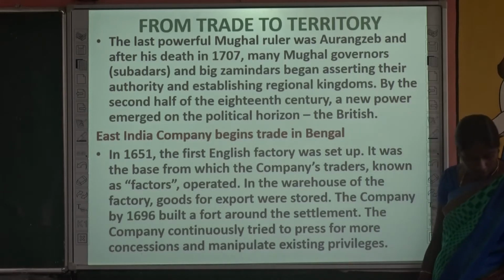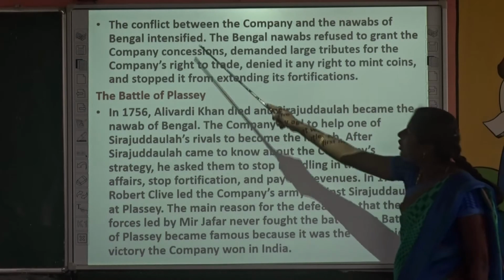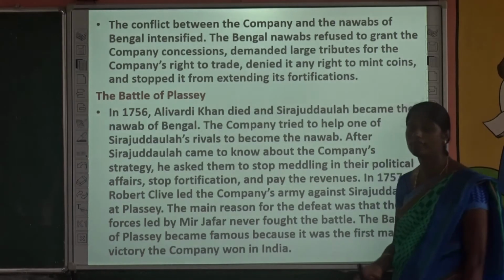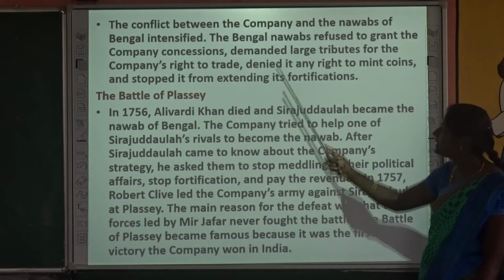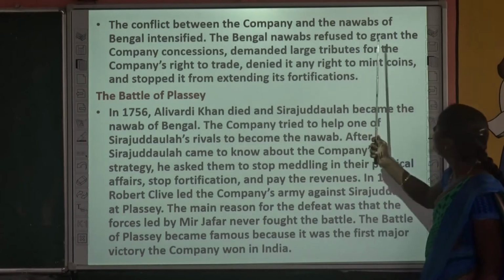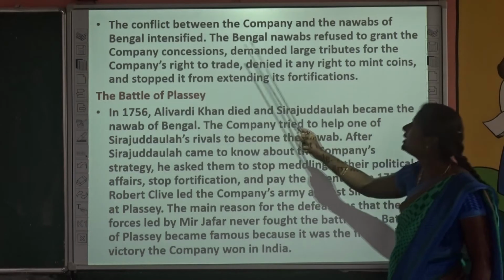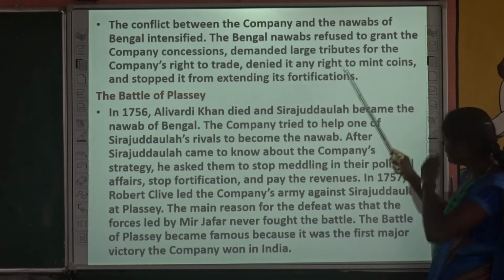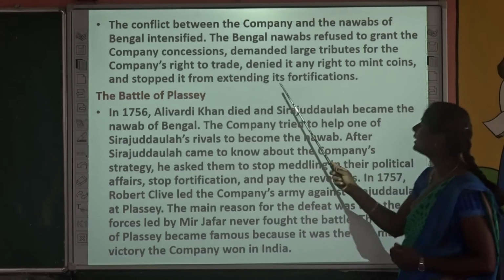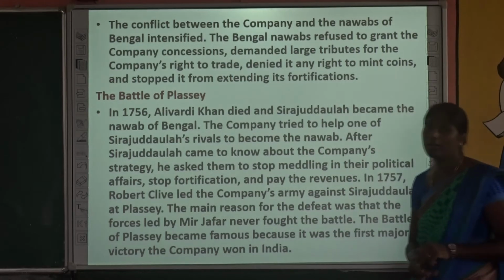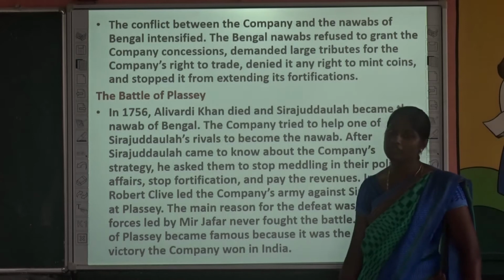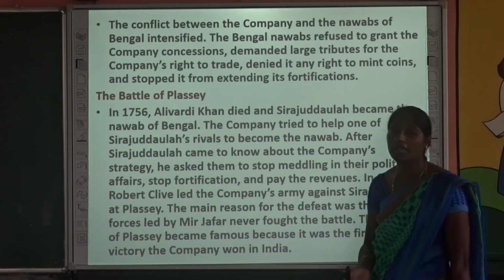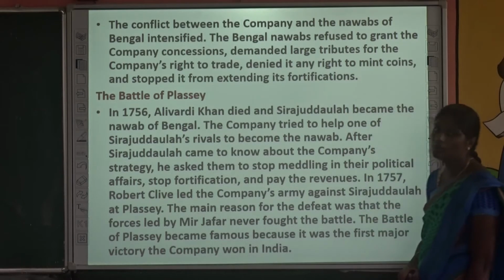Okay. The next one, the conflict between the company and the nawabs of Bengal intensified. So there was a conflict between the nawabs and the East India Company. The Bengal nawabs refused to grant the company concessions, demanded large tributes for the company's right to trade, denied it any right to mint coins, and stopped it from extending its fortification. So the English East India Company started fortifying in Bengal, and the nawabs didn't want them to fortify and capture the regions. So there was a conflict.